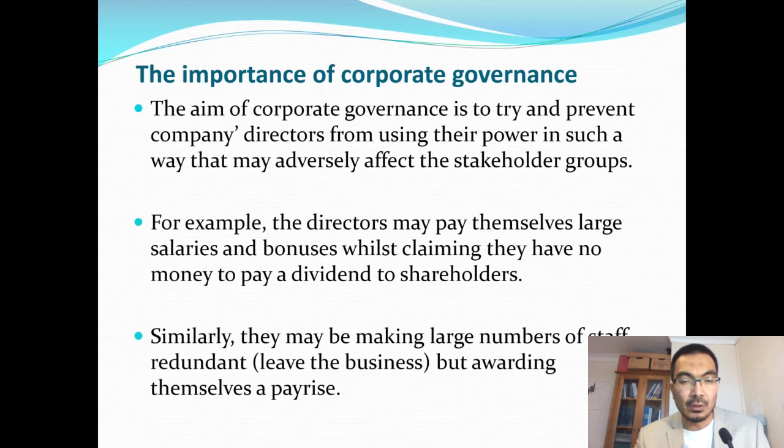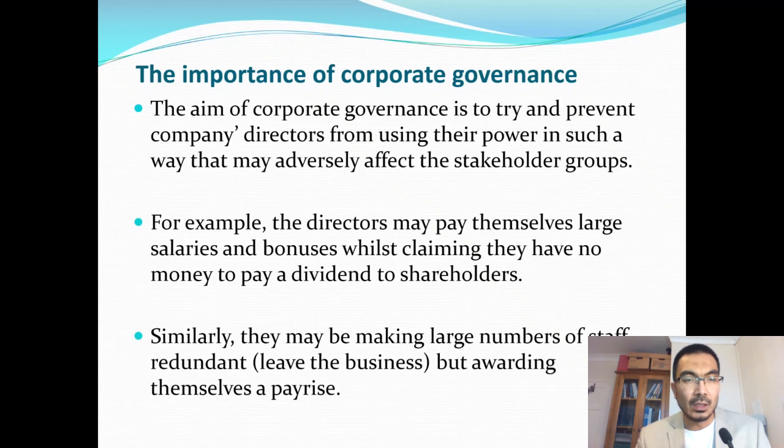Because it might happen that because of information asymmetry, the directors have information, whereas the shareholders or the stakeholders don't have information. This information asymmetry will be a deciding factor where the directors will use their power in a way that may adversely affect the stakeholder groups.